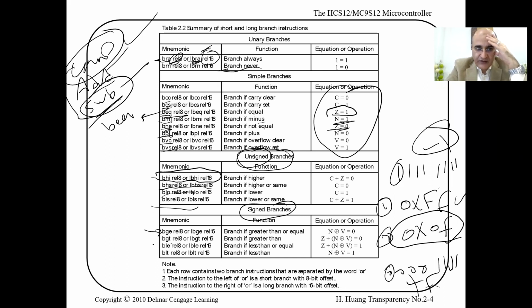So same thing, greater, greater than or equal, branch if less or equal.